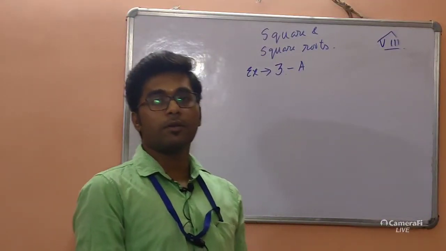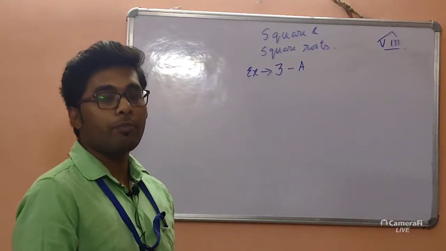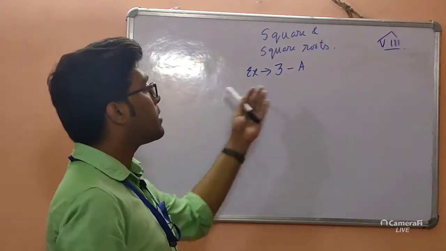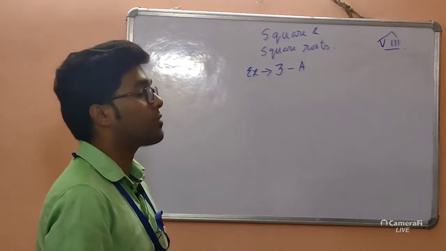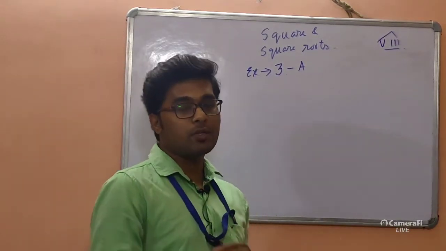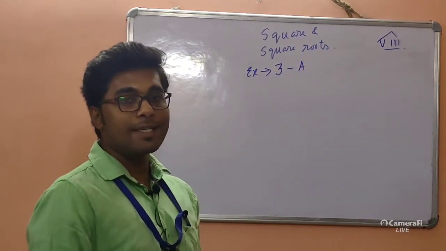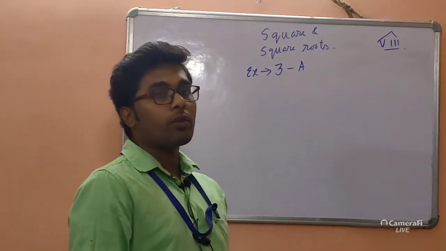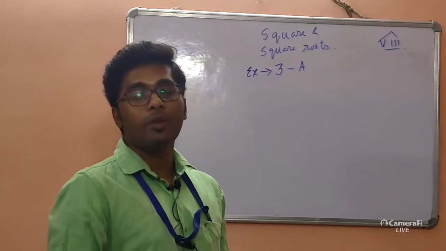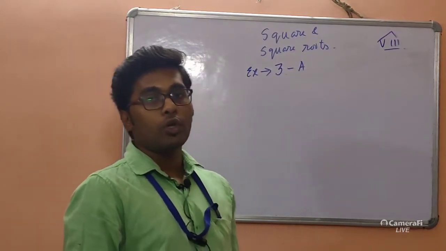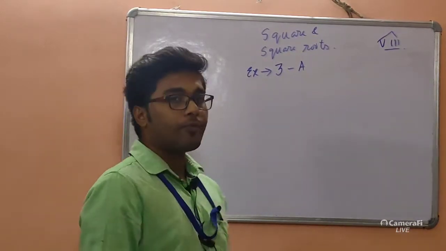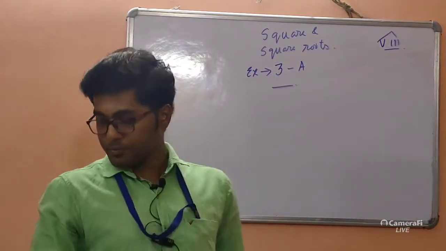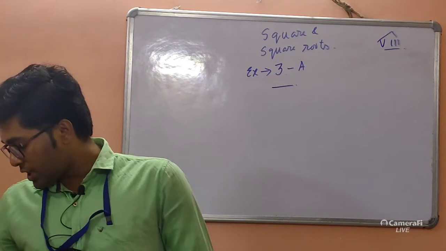Good evening, students. In our previous class we discussed the various concepts of square and square root, and we have just started exercise 3a. In this lecture we will try to complete exercise 3a. We were doing square root, right? We are doing question number 1.